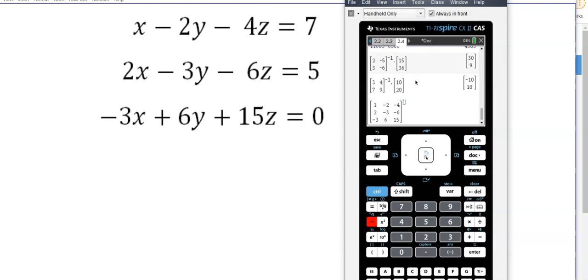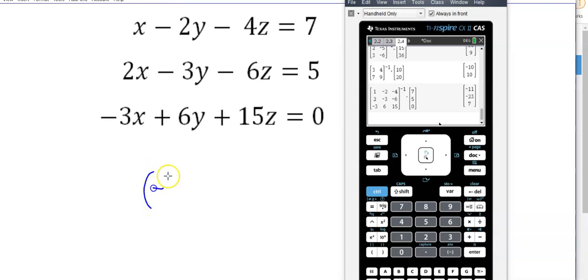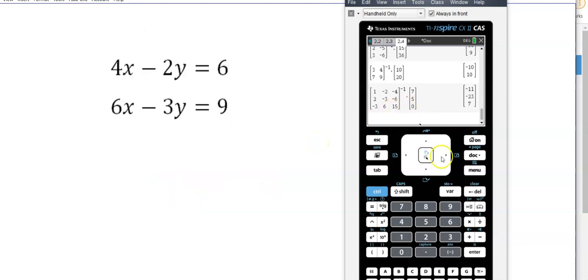Put that to the power of negative 1 times, I guess this would be a 3 by 1. So 3 by 1. And we get 7, 5, and 0. And so our answer is negative 11, comma, negative 23 is my y, and z is 7. Very fast method. Once you get the hang of it, one more, 2 by 2 here.